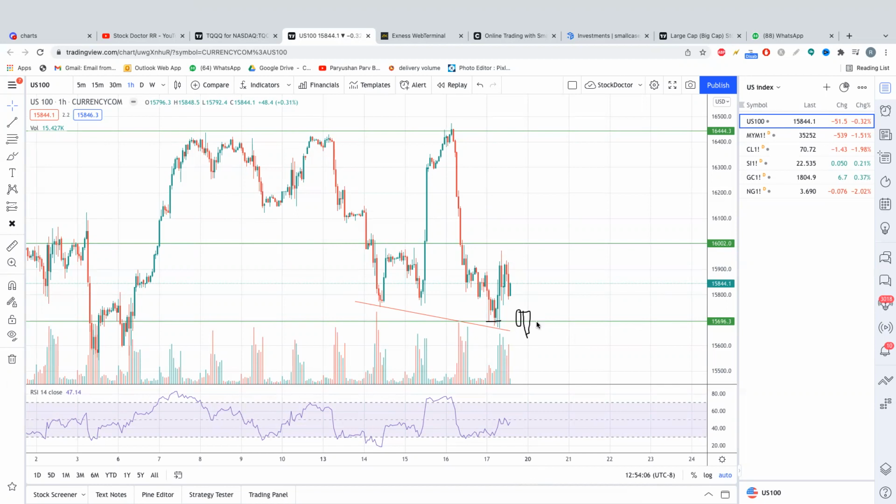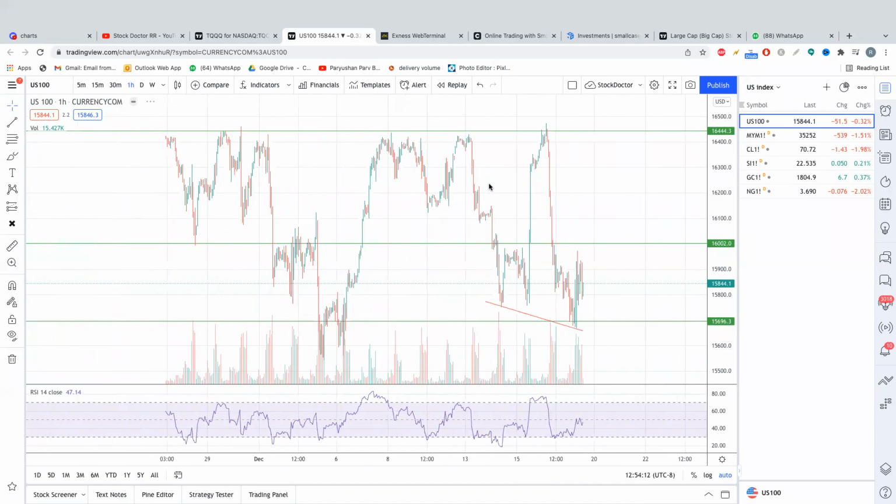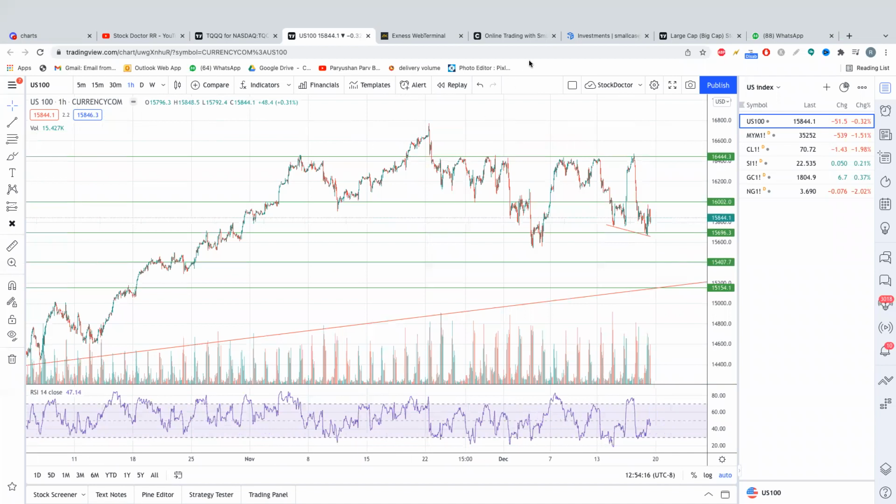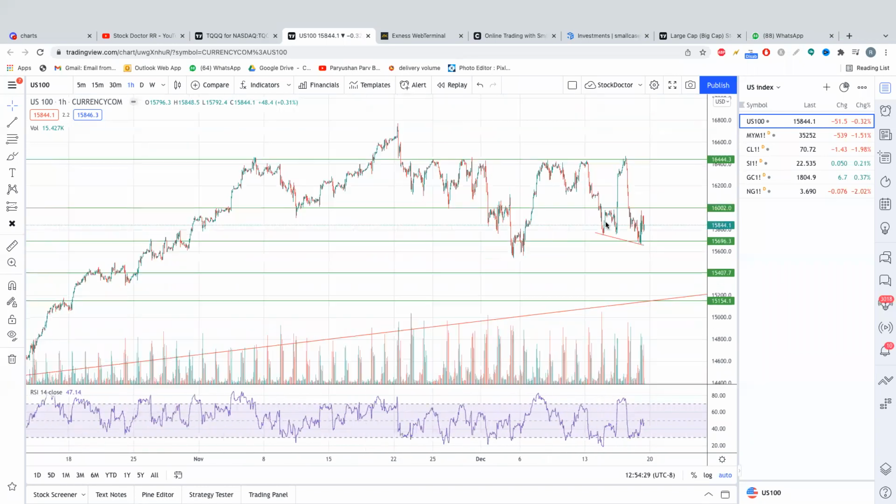It means that on the hourly time frame, the market is staying below 15,700. If that happens, then it will go for the next target of 15,400, right? And then our final target of 15,150. I hope my idea is clear to you all.